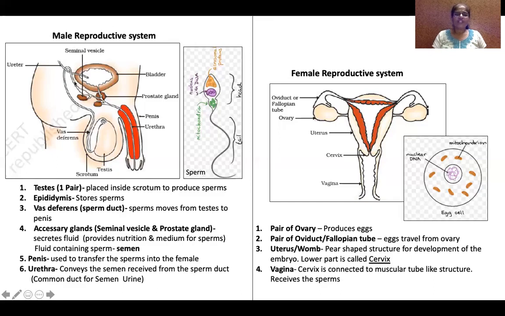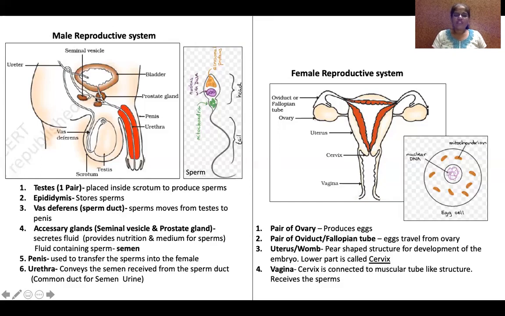Once it reaches here, we can see a gland called the seminal vesicle and another called the prostate gland. The seminal vesicle and prostate gland are the two glands that secrete a fluid into the vas deferens. Here, the sperms get mixed with the fluid produced by the seminal vesicle and prostate gland and become semen.